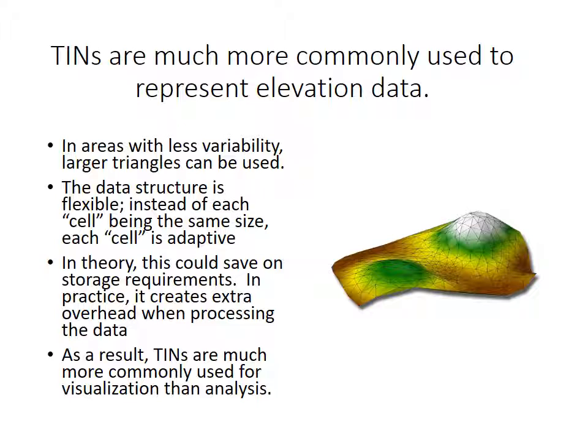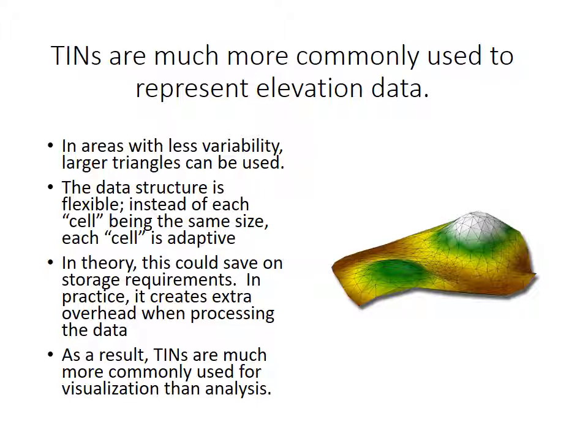Typically, what you would use a tin for is to represent elevation data, and we'll talk in greater length about this when we talk about elevation. But the idea here is that we want to create a vector data structure to describe things like elevation, and we know that in many places elevation doesn't really change that much, or it doesn't change. There's certain parts where it doesn't change that much.